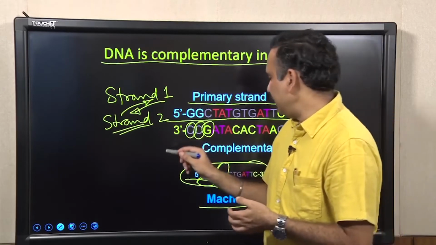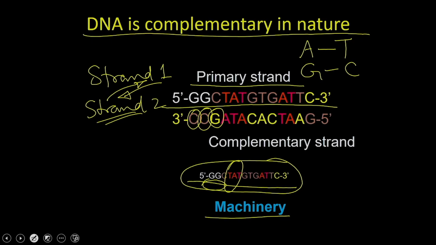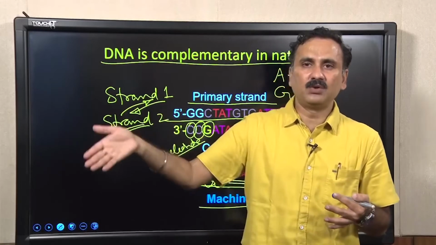So, what will happen is, if I have this sequence, the machinery is going to sit onto this sequence, and then it is going to accept the nucleotides that you supply and synthesize the complementary strand. Once it reaches the end of the sequence, it will know that the synthesis is over. So, it is going to terminate.